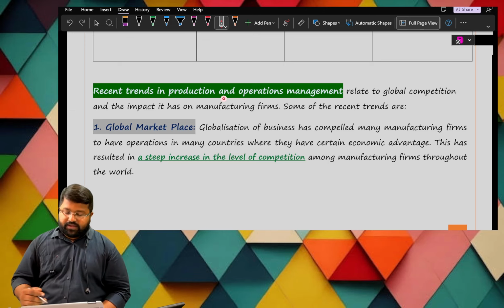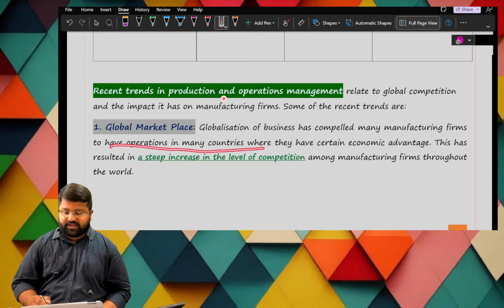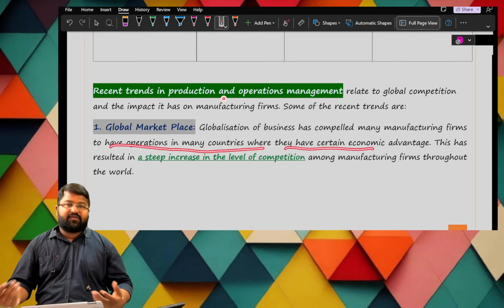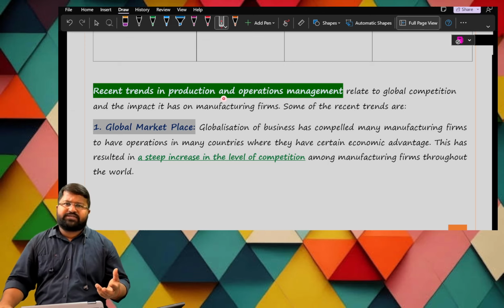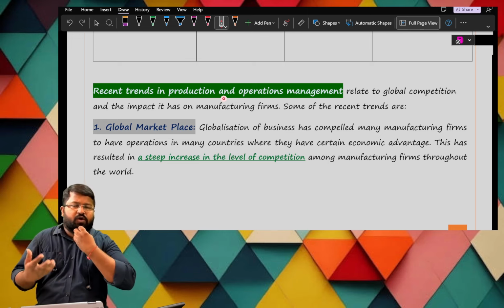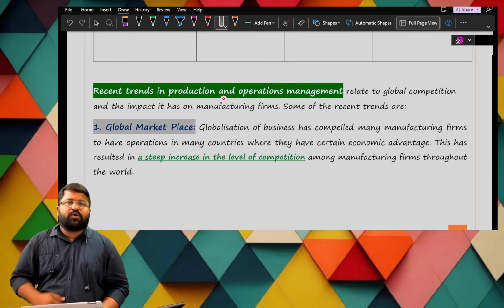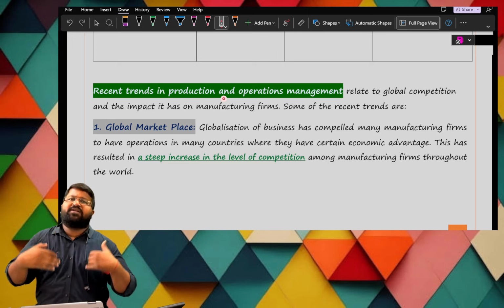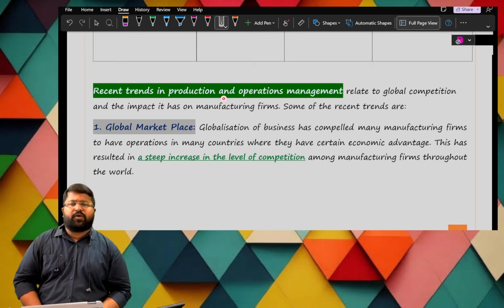So see that, ma'am. Globalization has compelled many manufacturing firms to have operations in many countries, and they have certain economic advantages. Okay, if I'm going to different countries, I'll get some sort of benefits. For example, India, where I'm manufacturing, has low cost. The cost incurred by land, labor, capital, and all is low compared to others. So I will manufacture here. If I'm manufacturing more, I can sell it anywhere. There are no restrictions. Okay.